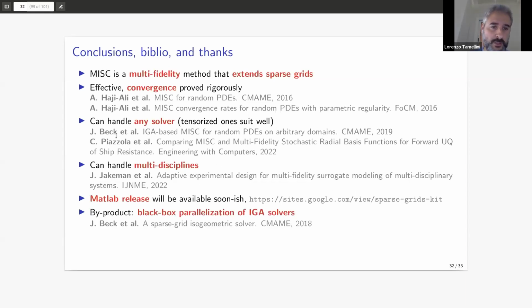As a black box, I'll say, as a byproduct of this IGA MISC-based approach, we also proposed a black box parallelization of IGA solvers with Joachim. This is a byproduct of our MISC for PDEs.